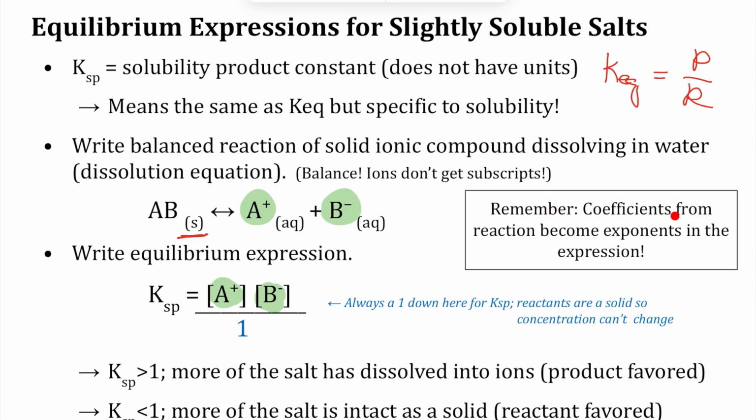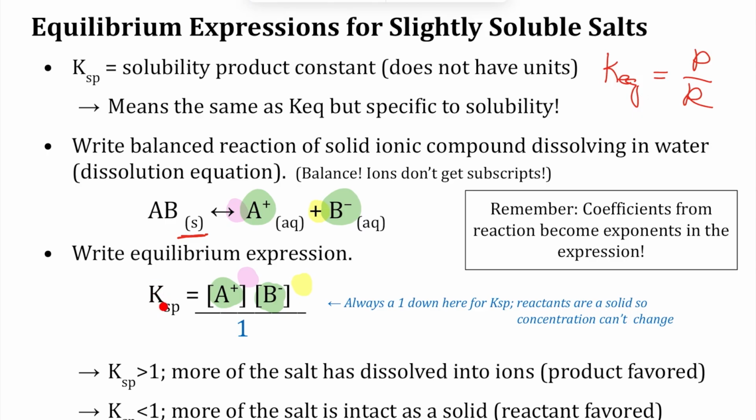A reminder, coefficients from your reaction become exponents. So if we end up with a coefficient on A for balancing, that's going to become an exponent. Same thing if you had a coefficient on B, that's going to become an exponent on that concentration. So same rules as writing our KEQ expressions.